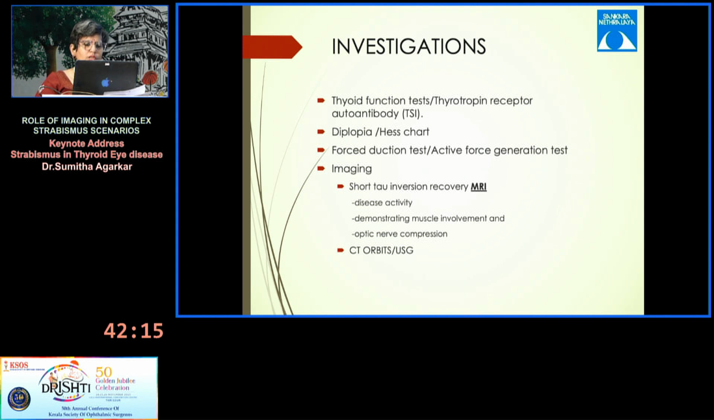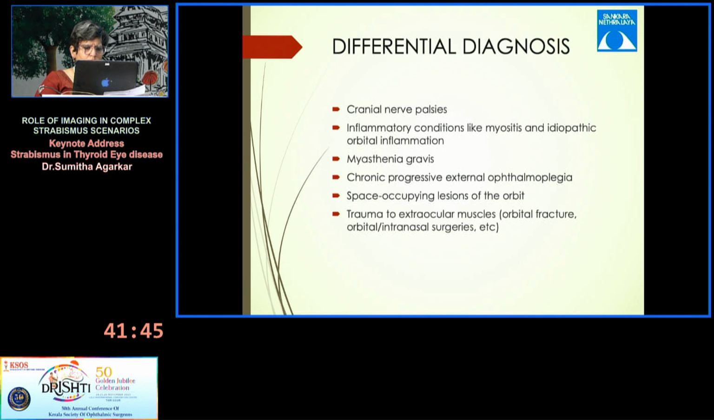The STIR, or short tau inversion recovery, way of imaging is very, very helpful in outlining the disease activity, because this focuses on the water content of the muscle and suppresses the fat. So you can see activity of the disease very nicely in this kind of imaging, and it also delineates the muscle involvement and optic nerve compression. CT orbits and ultrasound have a limited role.